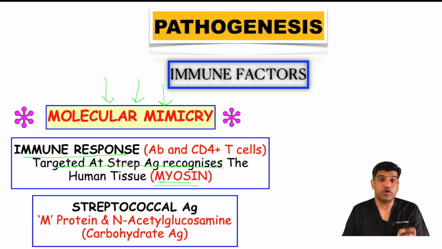What are the streptococcal antigens against which the immune response is mounted? One is a protein antigen, that is the M protein, and the other is a carbohydrate antigen, that is the N-acetyl glucosamine. Two streptococcal antigens, M protein and N-acetyl glucosamine. The immune response is against these two, but the immune response also recognizes the human tissue, that is the myosin.